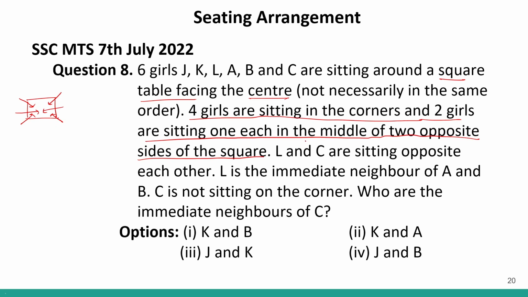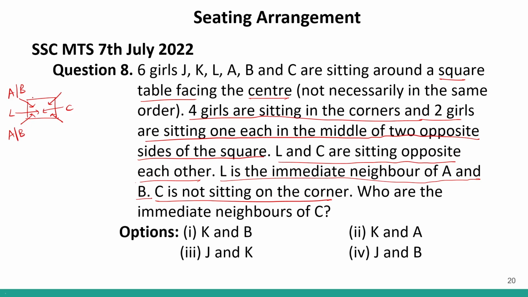Correct? Now it is given to us L and C are sitting opposite each other and C is not at the corner. So that means C will be at the side. So if C is at the side, L will also be at the side. This is possibility number 1, which says that L and C are opposite each other and C is not sitting at the corner. Correct? Now, it is given to us L is the immediate neighbor of A and B. So if L is the immediate neighbor of A and B, we can have A and B at these positions. It is not fixed. Correct?